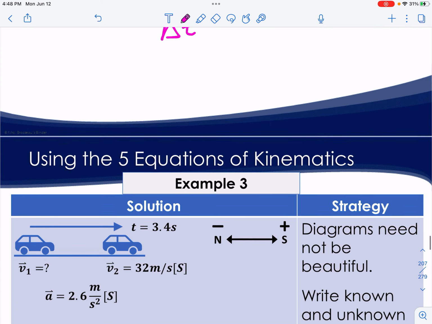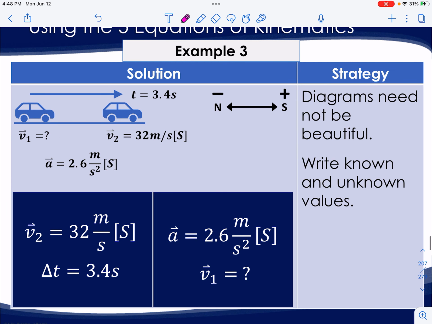Okay, so given that, we draw it out. We have our initial velocity we don't know. Our final velocity is 32. Our acceleration is 2.6. And we look at our equations to see what's going to work for this.